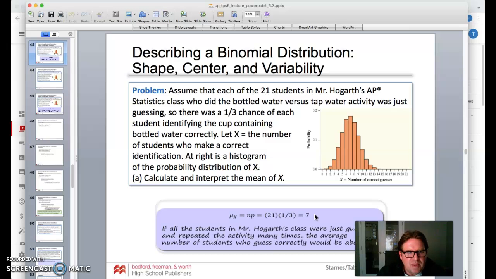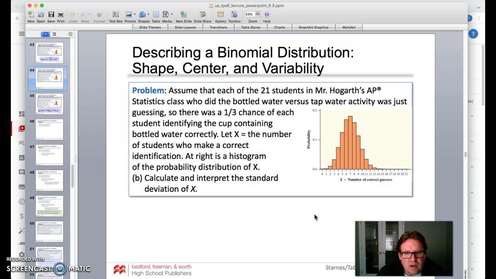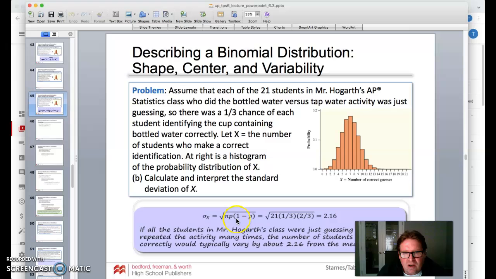Kind of interesting. Now, the next part is that we want to calculate and interpret the standard deviation. Again, get used to not just finding the standard deviation number, but also what it tells us. So with the calculations, we're going to take n times p, so that's 21 times 1/3, and then this is going to be the 2/3. These two numbers should always add to 1. So if we do that correctly and put it in, it's 2.16.